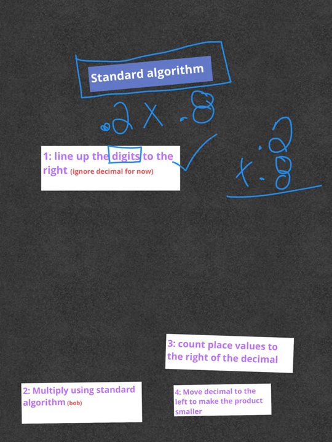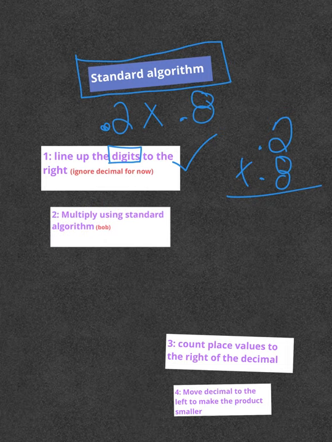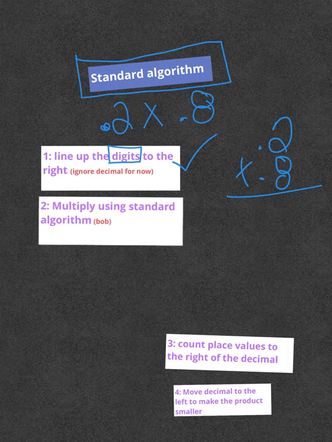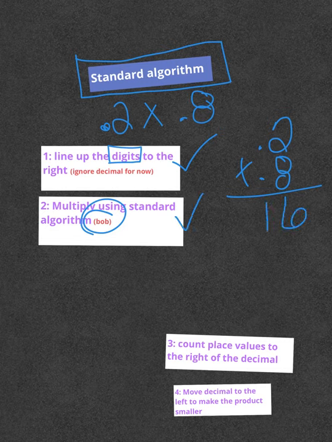Good job. Step 2, multiply using standard algorithm. That's right here. So that's just no models, no squares. It's just straight up multiplication facts. And this is actually a multiplication fact because it's 2 times 8. I put Bob in parentheses there because if we're dealing with a bigger number, a 3 by 2, Bob will definitely have to come do his job. But for this simple problem, we don't need it. It's just 8 times 2, and we know that the product for that is 16. So that step is complete.